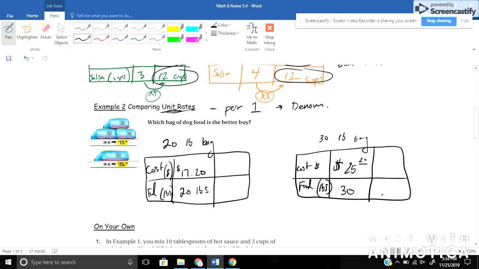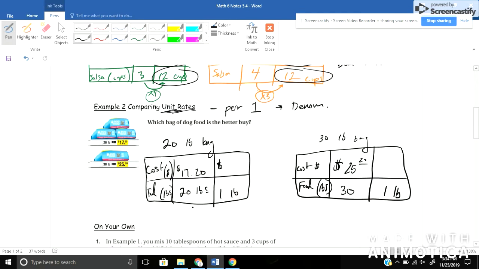Okay. And right now it's hard to compare these two because obviously this one's more expensive, but you also get more. But which one is the better buy here? Which one's the better deal? Well, if you find the unit rate and if you find out how much money it is for 1 pound, then you can easily compare them. So again, I'm going to 1 pound here.